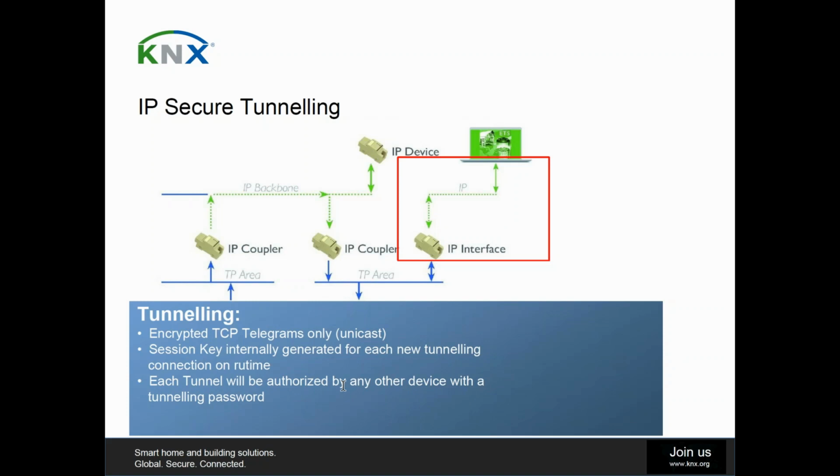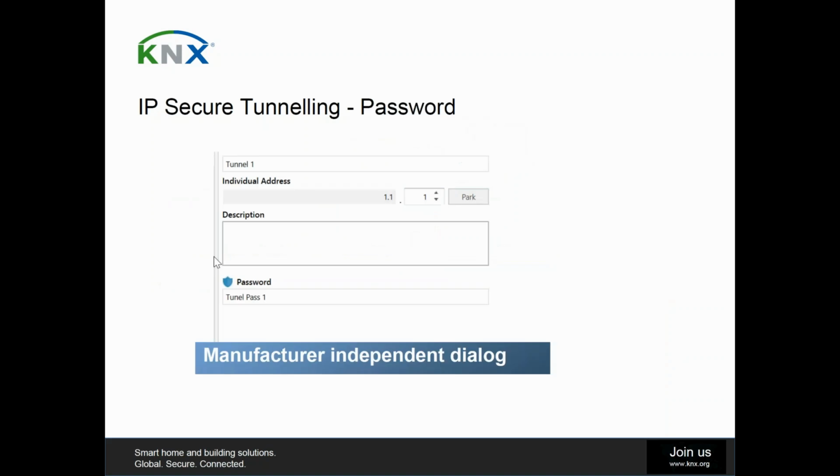So if you want to have the really big security of the ETS now, if you program it, it normally will do a tunneling connection, because the tunneling connection is the most secure connection that KNX provides. And as I told you, it's also a standardized dialog. So it's a manufacturer-independent dialog again, where you just put in a tunneling password here, and you have to remember it, of course.